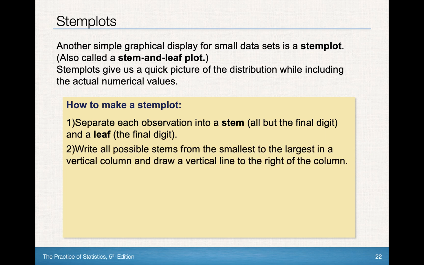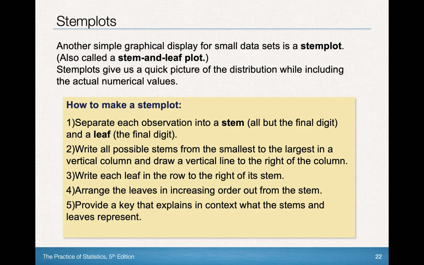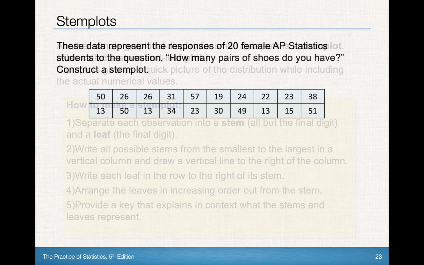Okay, we're going to write all possible stems from smallest to largest in a vertical column, and draw a vertical line to the right of the column. Then we're going to write each leaf in the row to the right of its stem. We're going to arrange the leaves from smallest to biggest, and then we're going to provide a key that explains in context what the stems and the leaves represent. You've all created stem and leaf plots probably back in middle school, so let's look at an example.